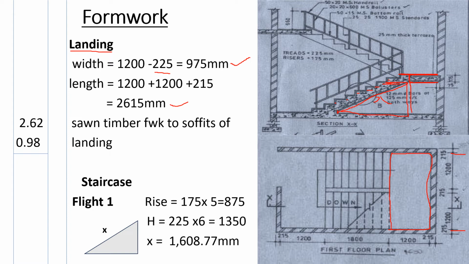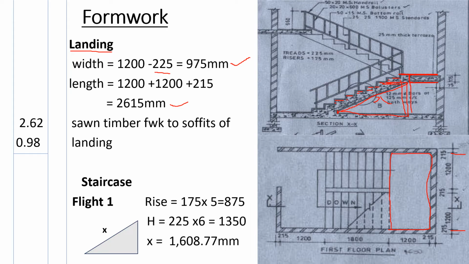And then for the horizontal one, this one, the thread, we want to get the length from this point up to this point. So we are going to take this one, and then 2, 3, 4, 5, and 6. So that one will give us the length. Now the risers are 5, and then the treads are 6. So we tabulate that one, they give us 875 and 1350.